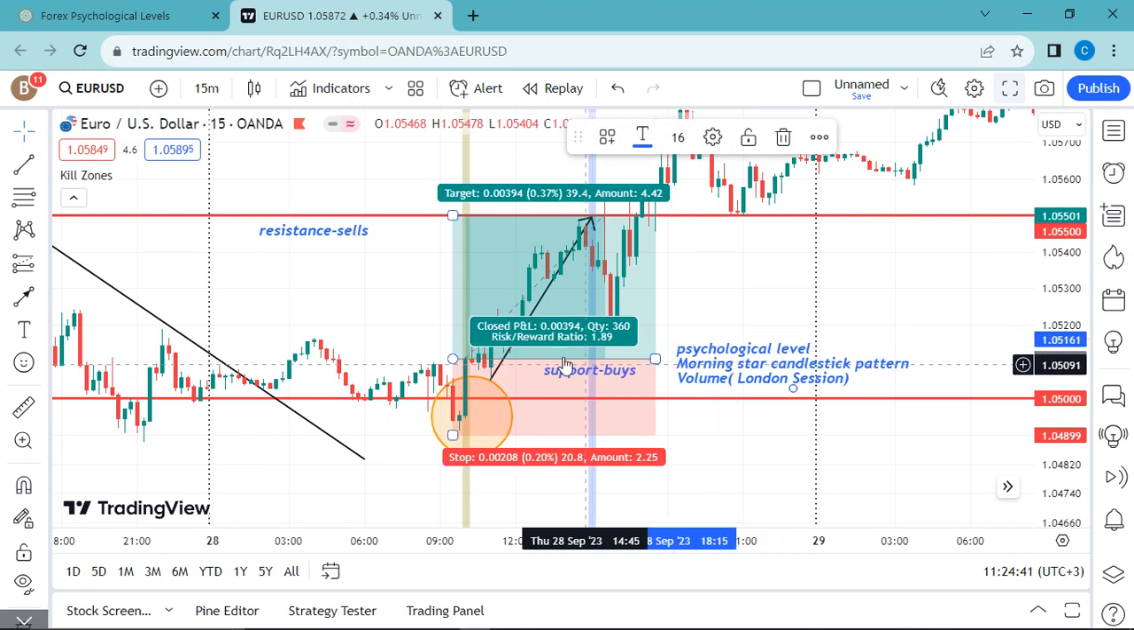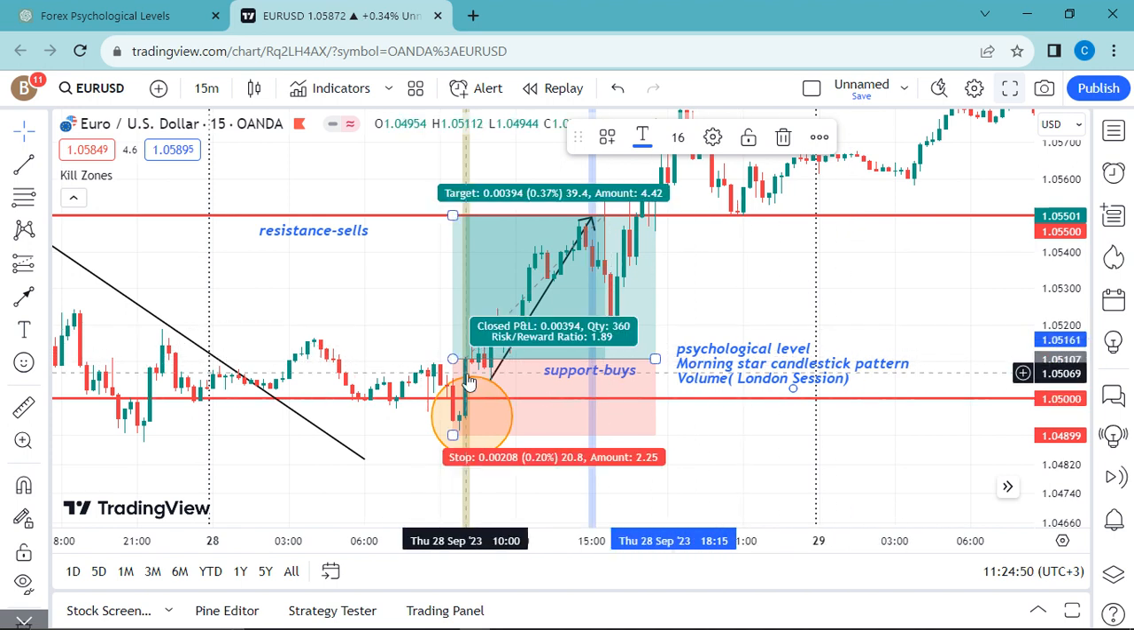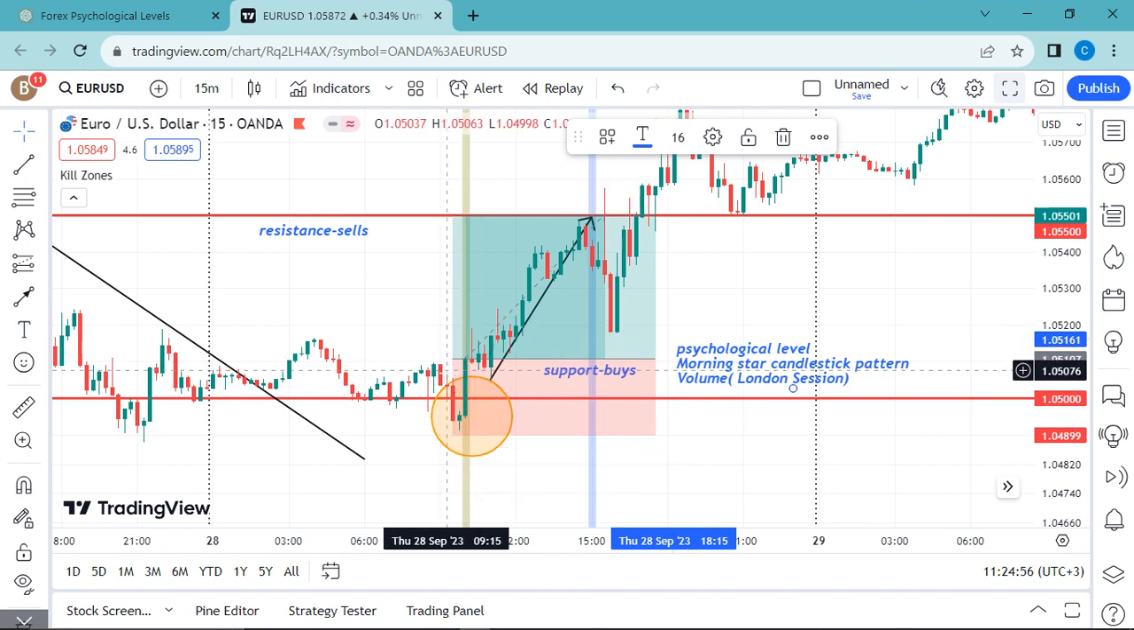The first one was our psychological level, which is this level here, 1.055. The second confirmation was Morningstar candlestick pattern, which is this candlestick pattern. It created this pattern, which is a Morningstar candlestick. It's a bullish candlestick pattern, right?